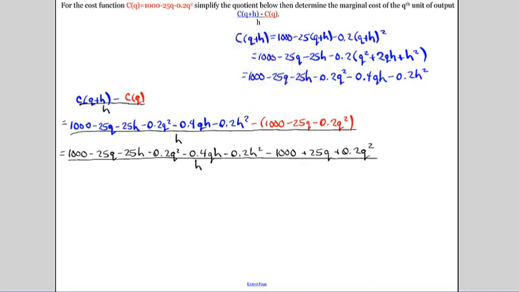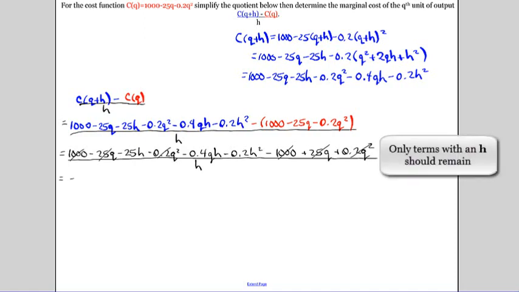Now let's combine like terms to simplify. I have positive 1000 and negative 1000, and I have negative 25q and positive 25q. In fact, if you've done everything correctly up until this point, every term that does not contain the variable h should cancel out. That means we should only be left with terms that contain an h in the next step.